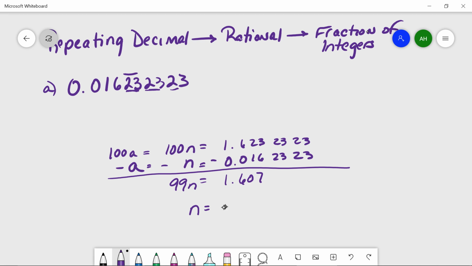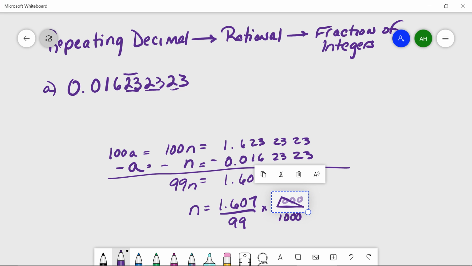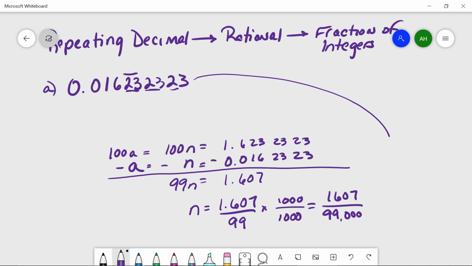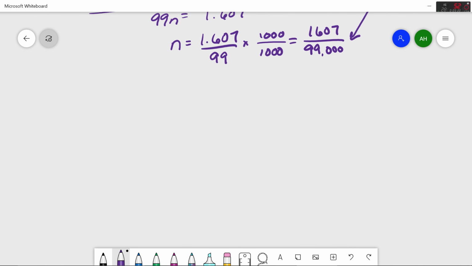So n equals 1.607 over 99. Let's move that decimal point 3 places by multiplying both top and bottom by 1,000. When I do that, I'm going to get 1,607 over 99,000. So there I've taken this number and written it as a fraction of integers. All right, let's do another one.